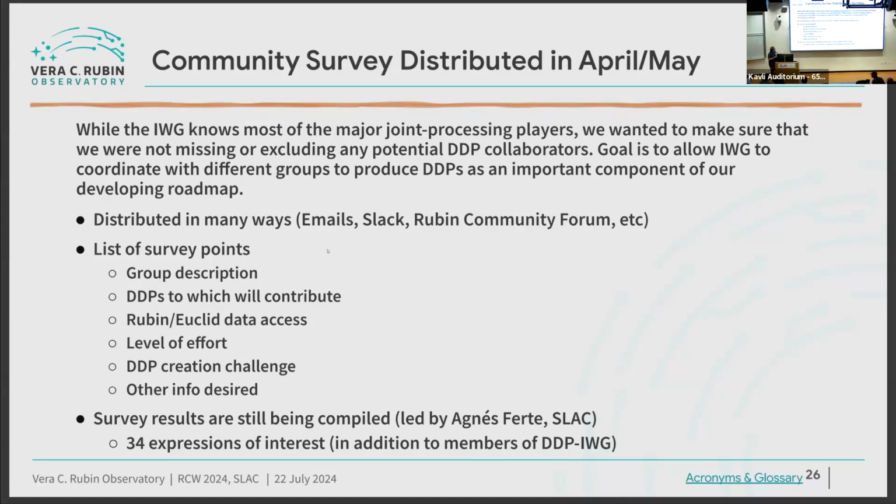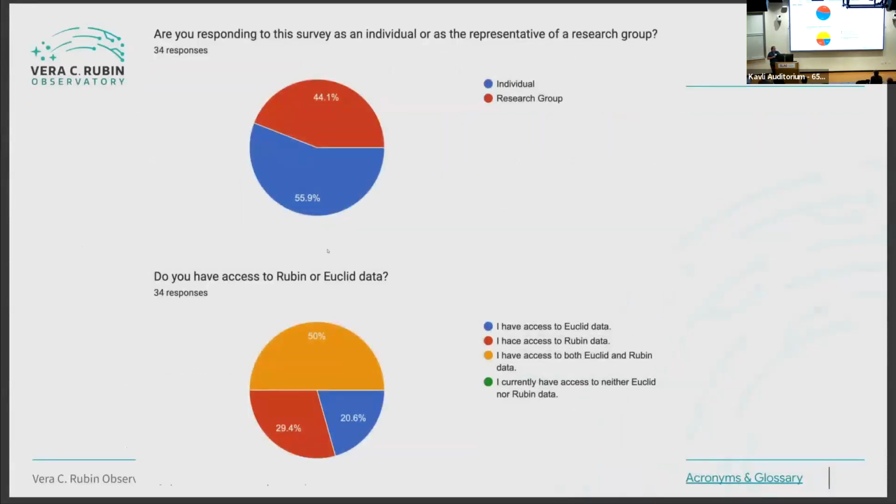So anyway, this community survey was distributed in a bunch of ways. We got 34 responses to it. If you feel that this is just the first you've heard about it and you want to contribute to it, just let us know. Just communicate with us. But this is sort of the cross section of the 34 people: about half of them were individuals, half were groups. Half the people that talk to us have access to both data sets already.